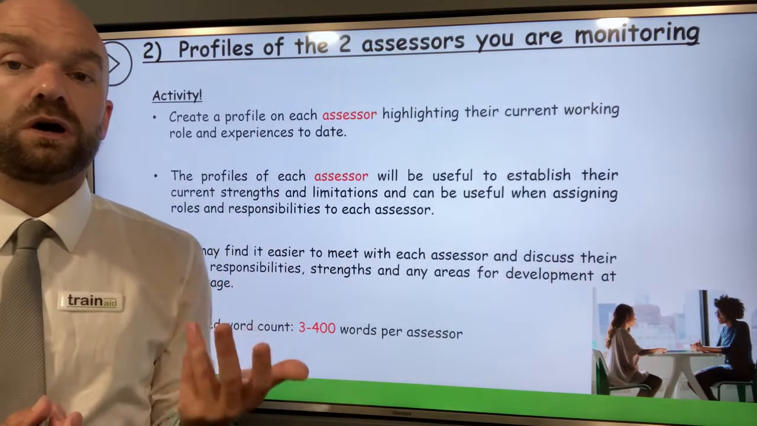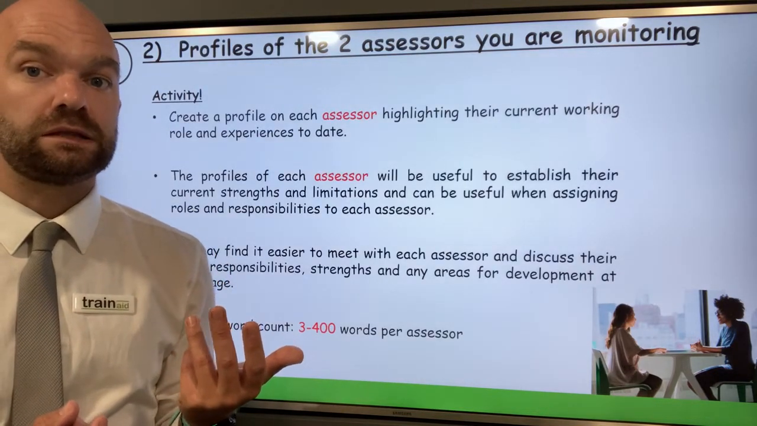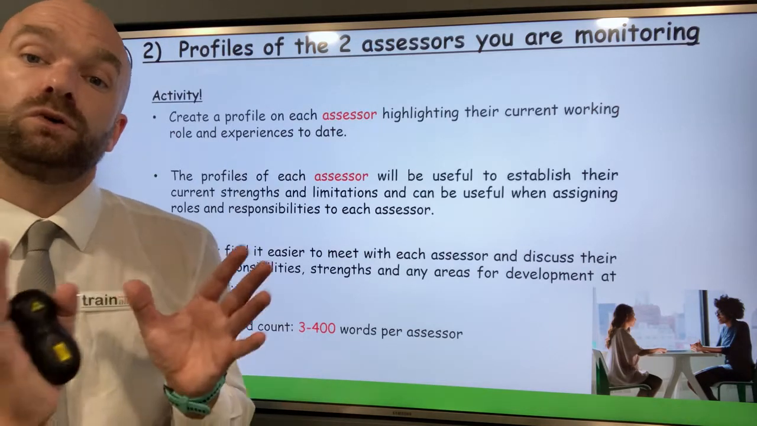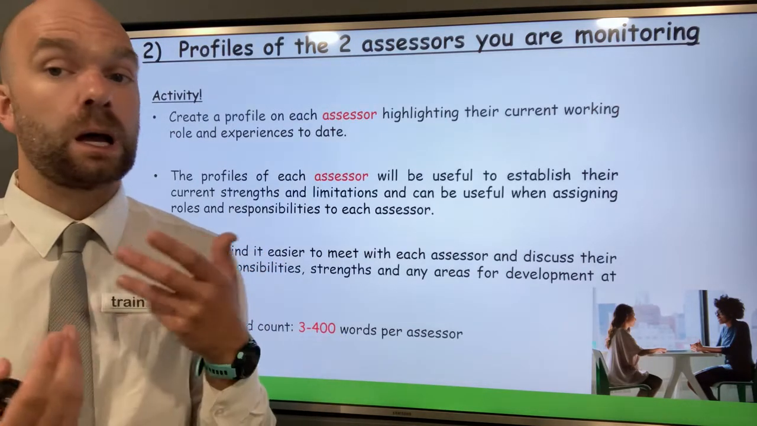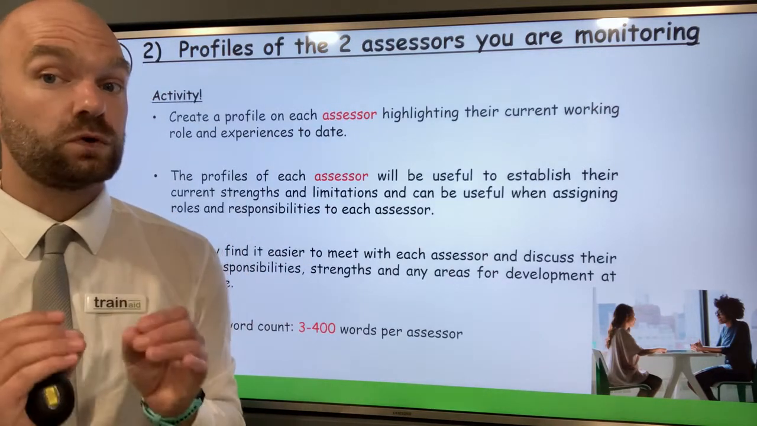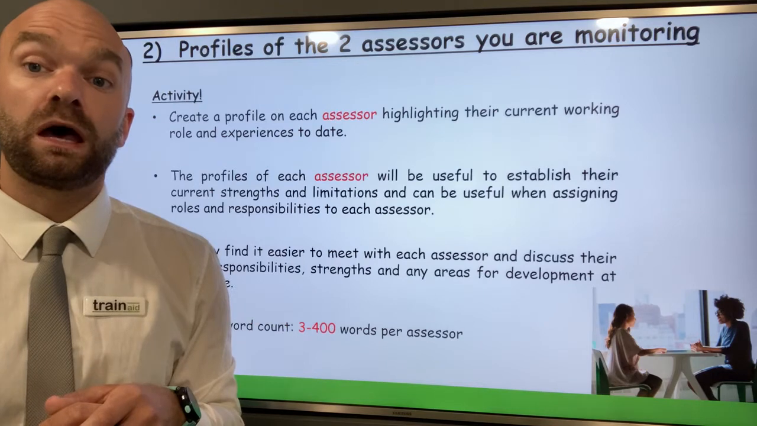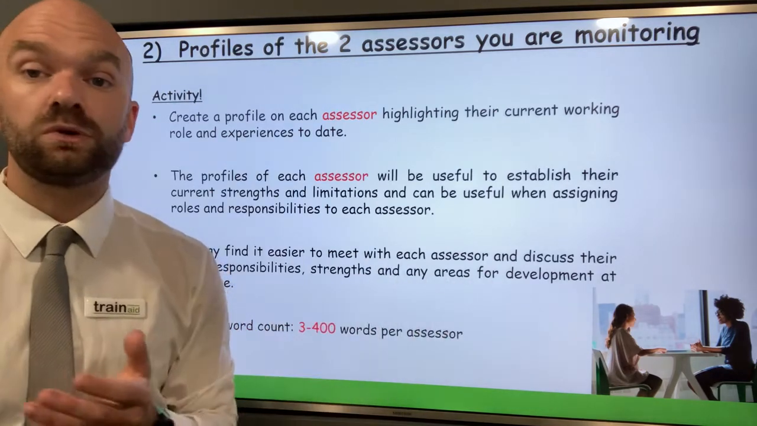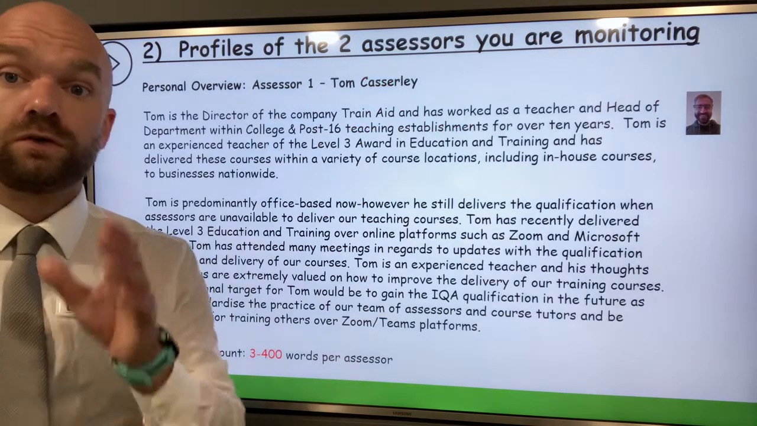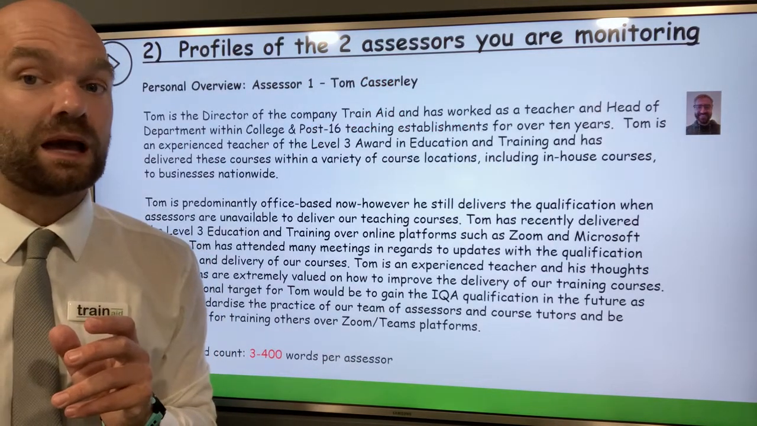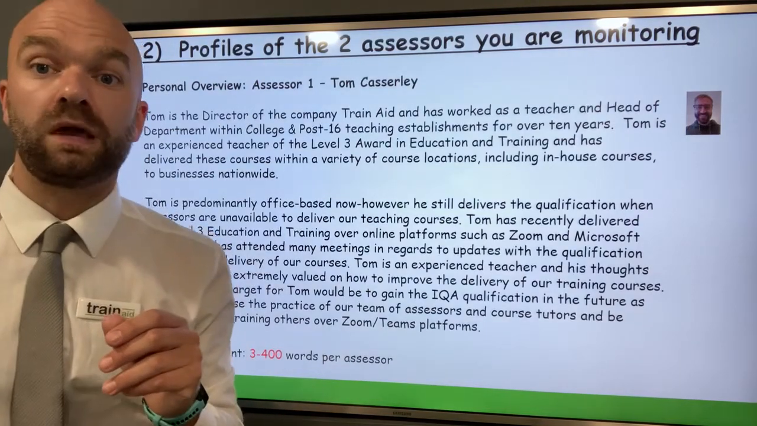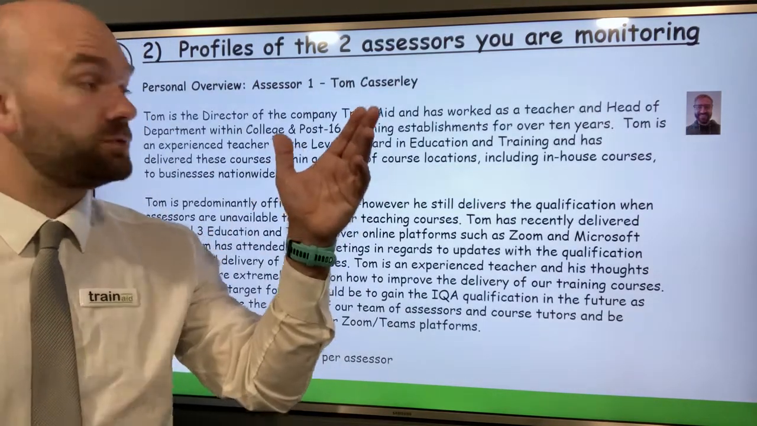In terms of the profile, this can be written on a Word document, that's absolutely fine. But if your own company has its own profile, perhaps their own template, of course you can use that. But once again, if you would like to meet with your assessor, if you find that easier, then that's absolutely fine.